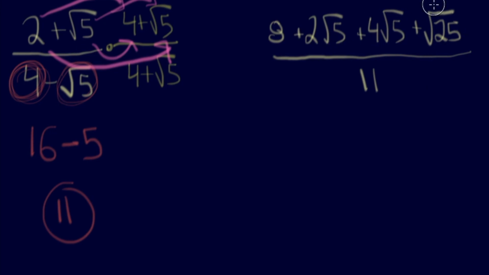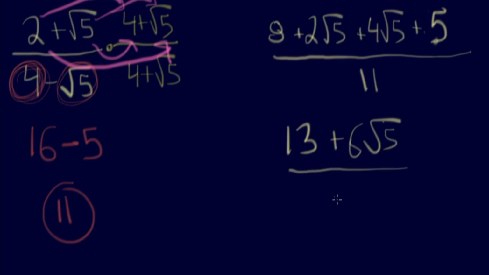I'm going to change this to 5, now that you've seen it, just to make my life easier. So 8 plus 5 is going to be 13, and I'll put the 13 there. How many root 5s do we have? Well, 2 plus 4, so 6 root 5. And it's all over 11.